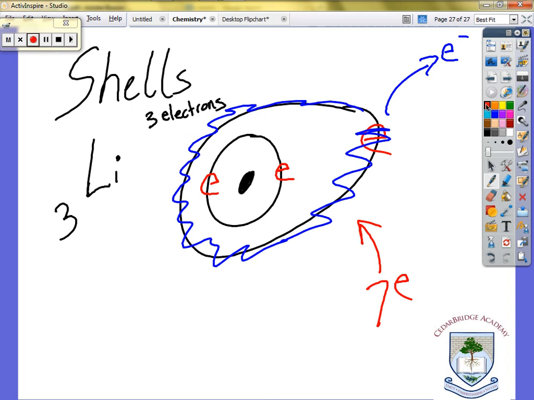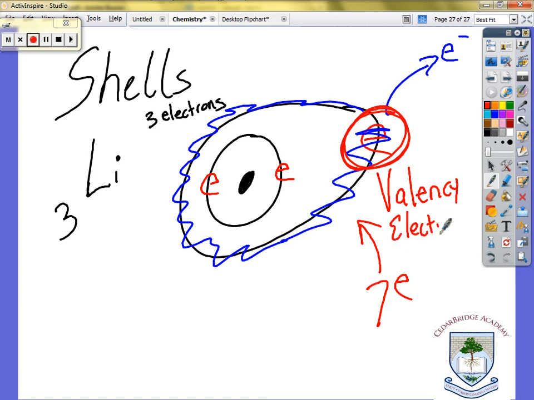A special name is given to this electron in the outer shell. They like to call it the valency electron. And it's because that electron determines the valency number. We won't cover valency numbers in this topic, but we will get to it. But you need to know that that outer shell electron is known as the valency electron, and that every atom wants to have a full outer shell.